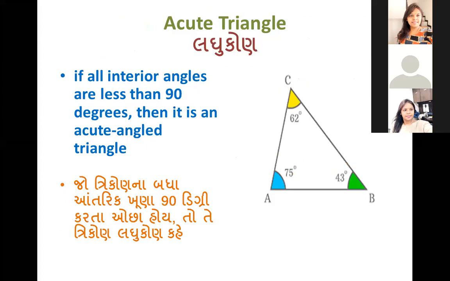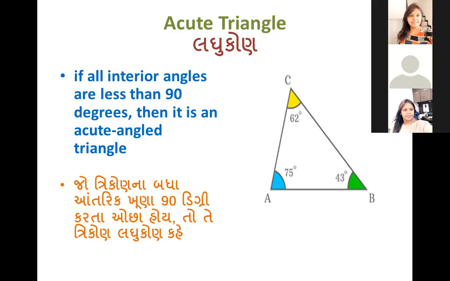So the first type is the acute triangle. Acute means a triangle whose all interior angles are less than 90 degrees. It's known as the acute triangle. Every angle will be less than 90. All the angles which are less than 90 are called acute angles.